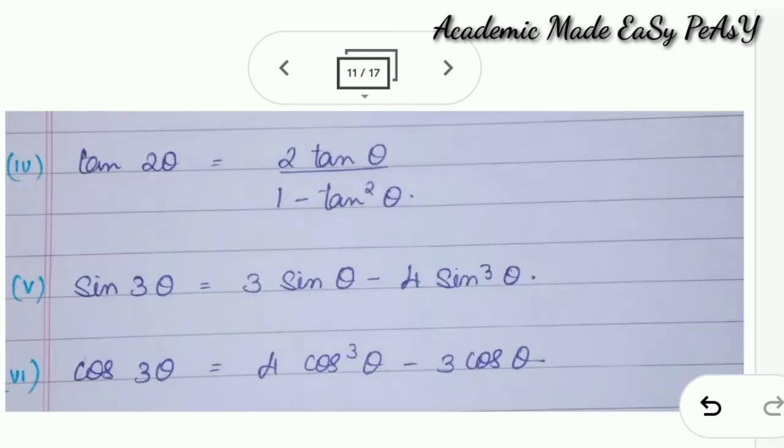Next, it is tan 2 theta. So, tan 2 theta is 2 tan theta by 1 minus tan square theta. And next, sin 3 theta is equal to 3 sin theta minus 4 sin cube theta. Cos 3 theta is equal to 4 cos cube theta minus 3 cos theta.